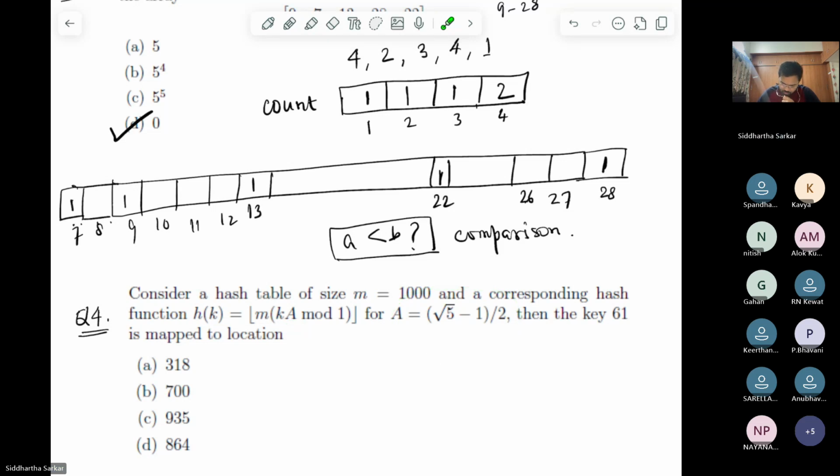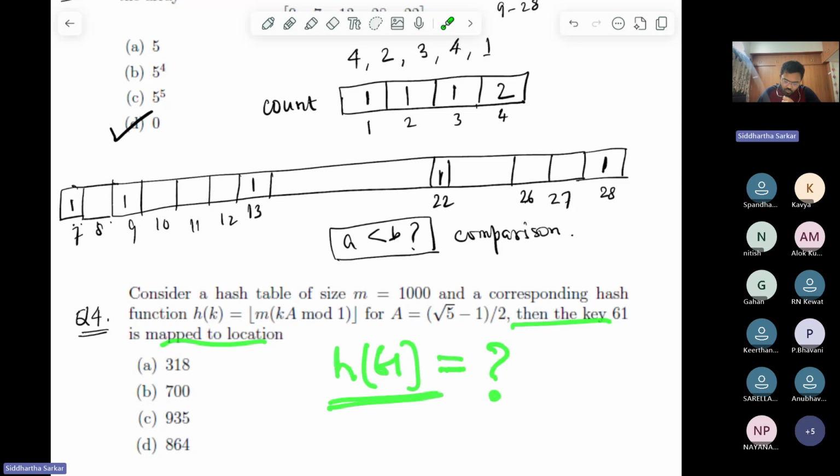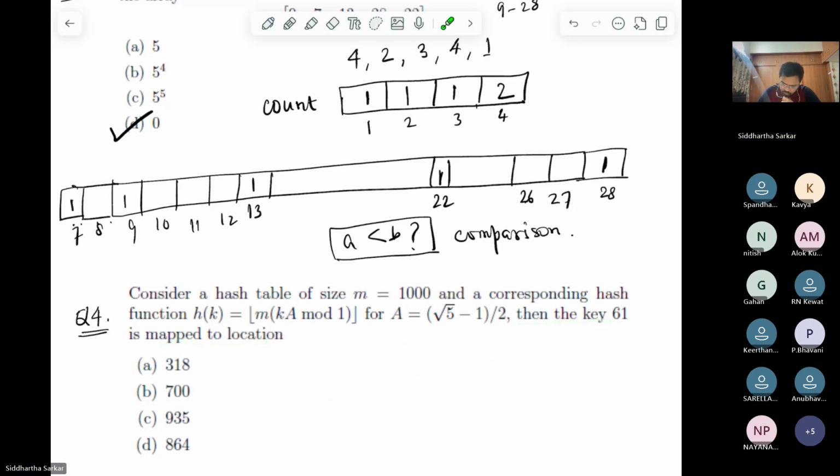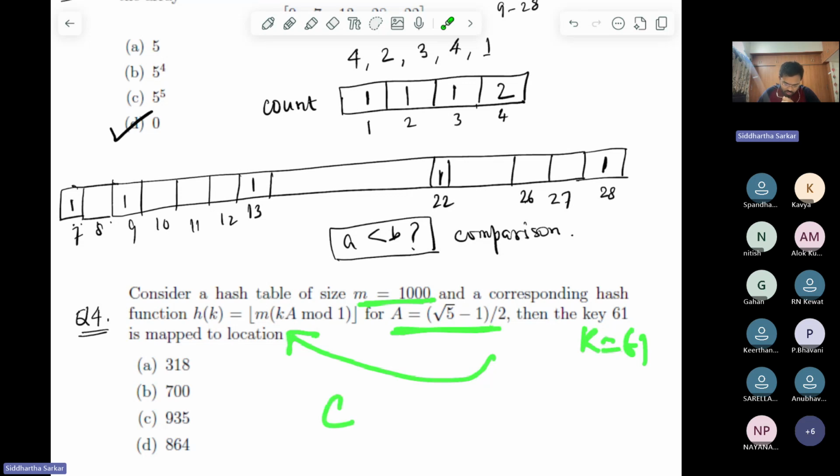Then the key 61 is mapped to which location? We want to calculate h of 61. If you can calculate this, we are done. We'll plug in k equals 61 in this formula. M is already known to be 1000, and A is already known. We have to use a calculator and we will get some value here. Whatever that value is will be our answer.